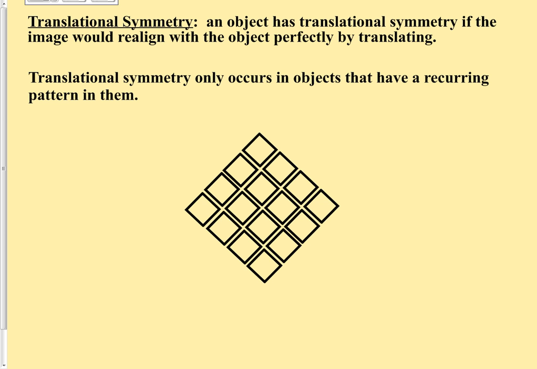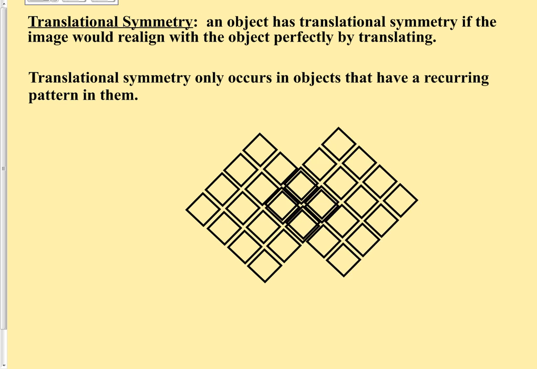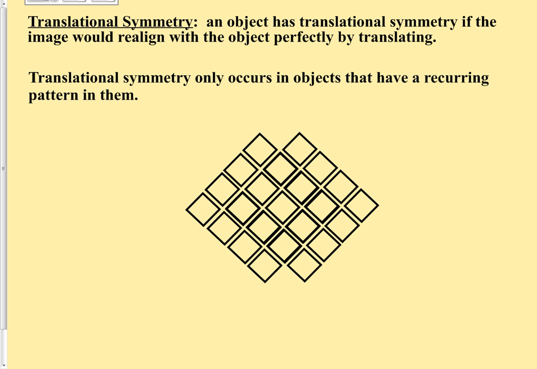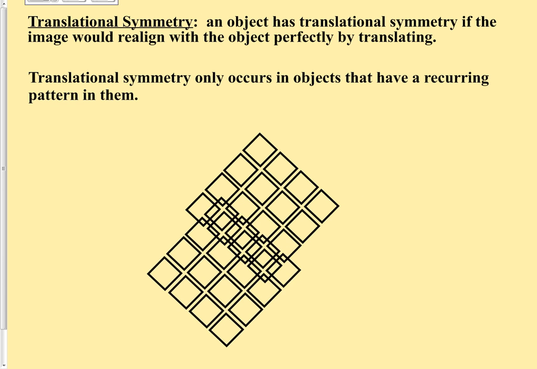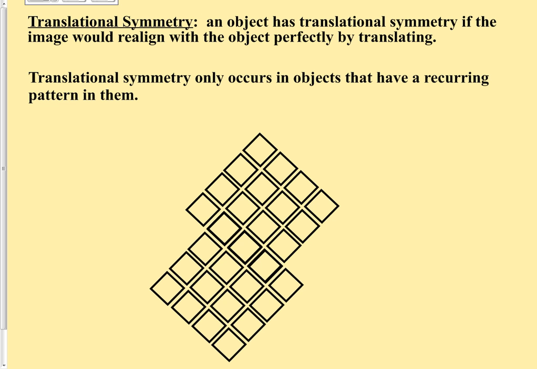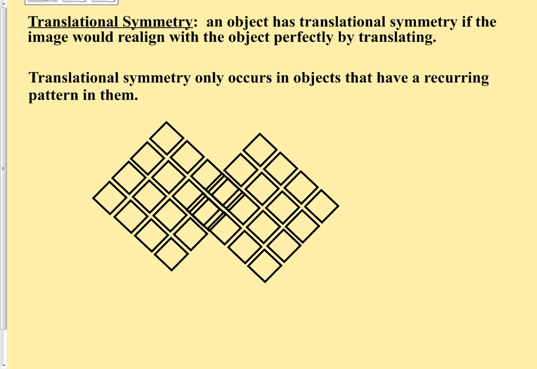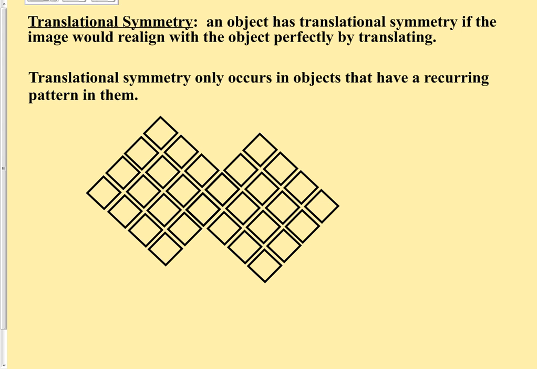Translational symmetry is a little bit harder to come by because you must have a recurring pattern inside of your object in order for them to realign. So the same idea, that you could take an image of a figure and reposition it with the figure itself, and you cannot see the difference between where the image is and where the pre-image is. And obviously in this pattern, there is a pattern in here, and you have translational symmetry.